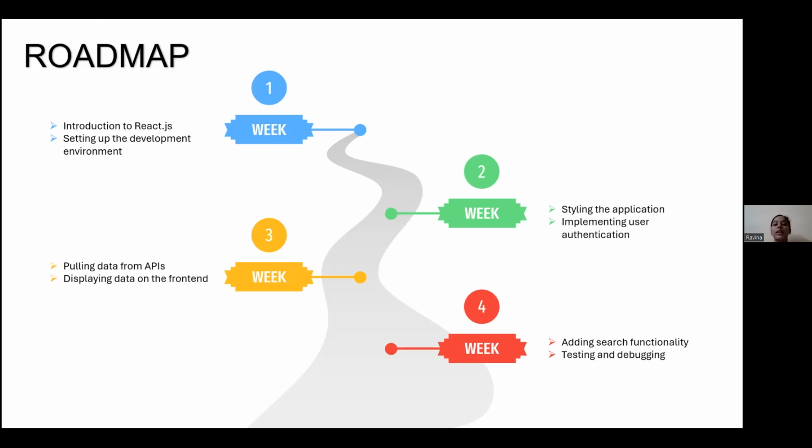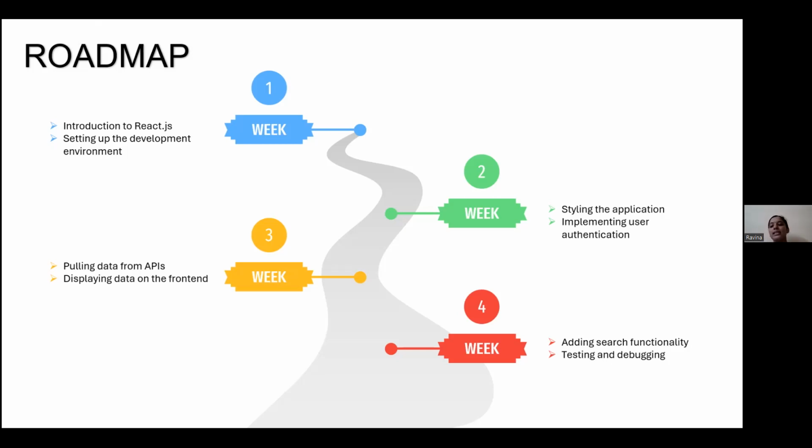For the first week, we are having an introduction to React.js and setting up the development environment. For week 2, styling the application and implementing user authentication. It's just building the website and making user authentication by JWT. And for week 3, pulling data from APIs, that is, from the Alphavantage API, and displaying data on the front end. As of week 3, we are just printing the raw data. That's the task of week 3.